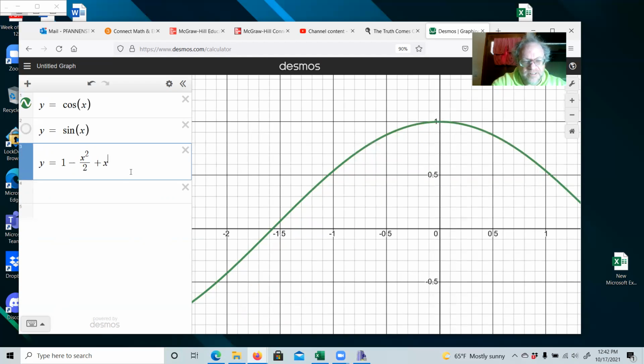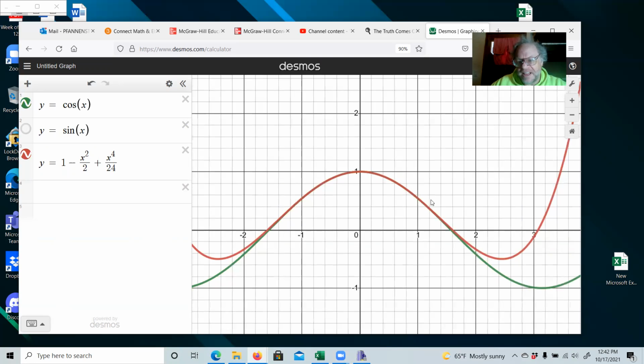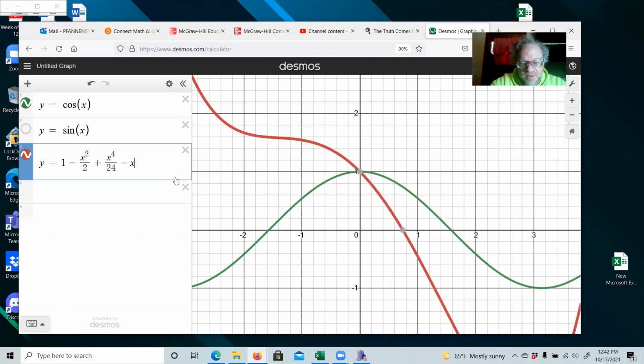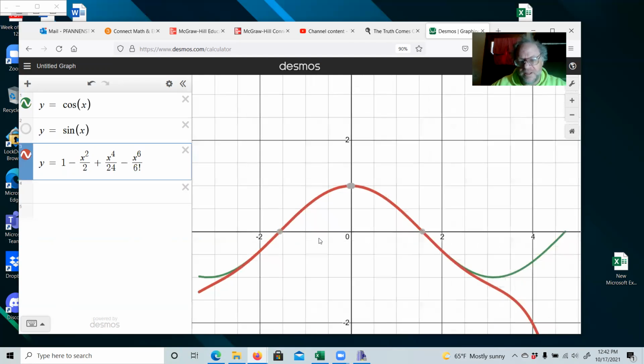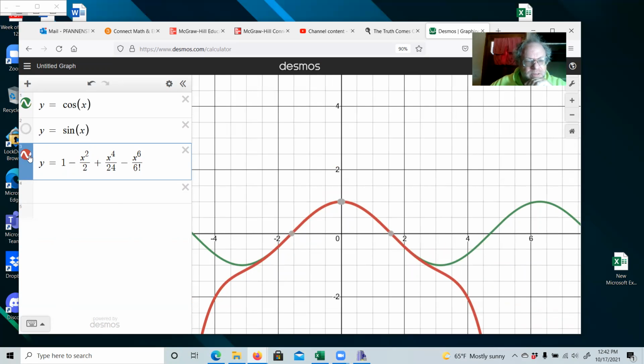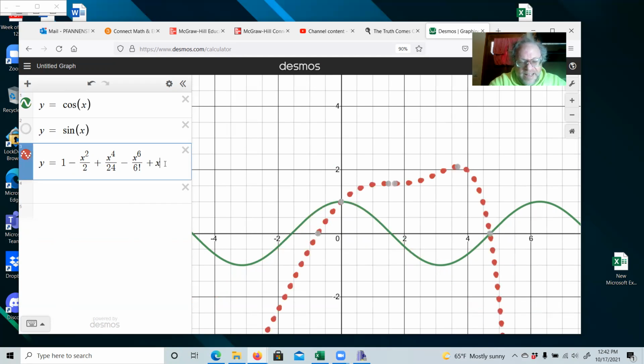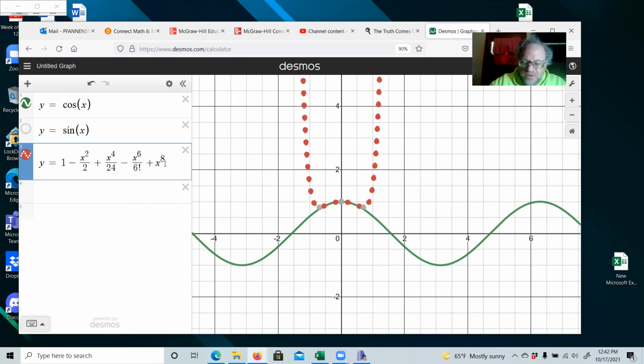What if I add in x to the 4th over 24? Check it out, that's even closer. And then I'll spill the beans on you. We'll say x to the 6th over 6 factorial. Let me put this one as a dotted line, and we'll keep this one there. The more and more of these terms I add, the closer we can get to actually getting to a cosine.